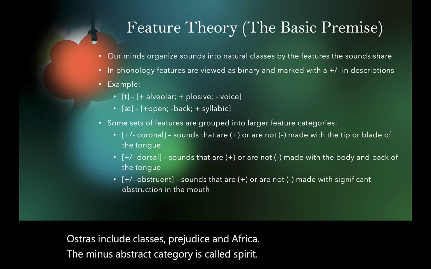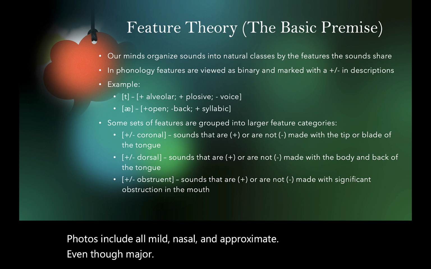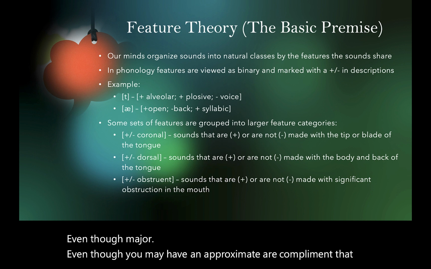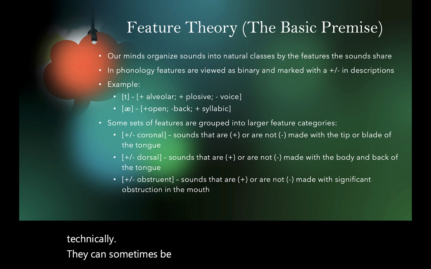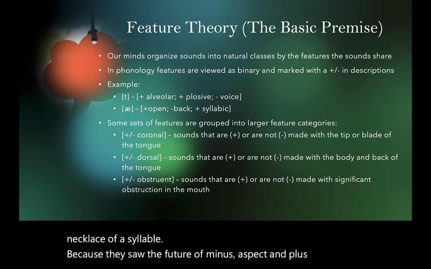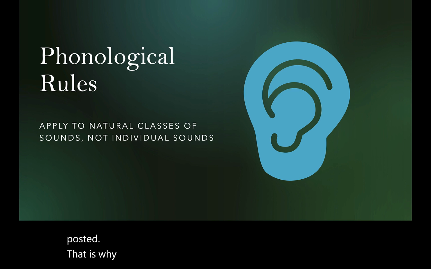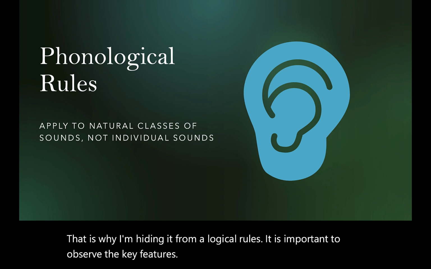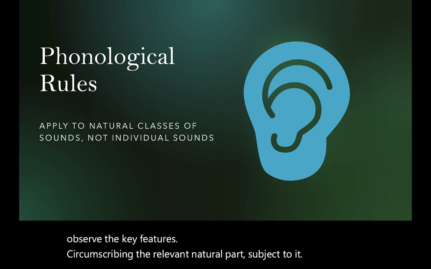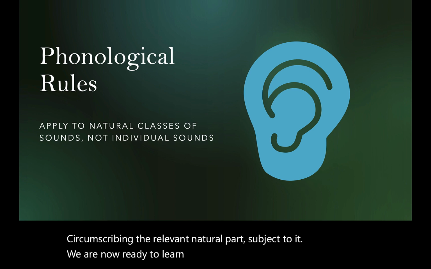Sonorants include all vowels, nasals, and approximants. So you can see, even though nasals and approximants are consonants, technically speaking, they can sometimes behave like vowels and become the nucleus of a syllable, because they share the feature minus obstruent and plus syllabic with vowels. Phonological rules apply to natural classes, not to individual sounds per se. That is why, when writing a phonological rule, it is important to observe the key features circumscribing the relevant natural class subject to it. We are now ready to learn how to write a phonological rule.